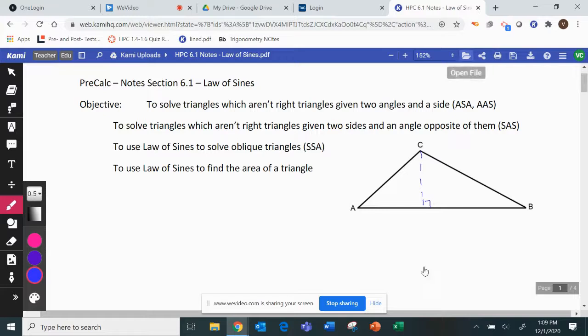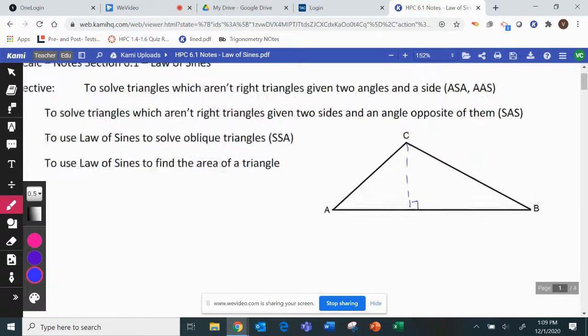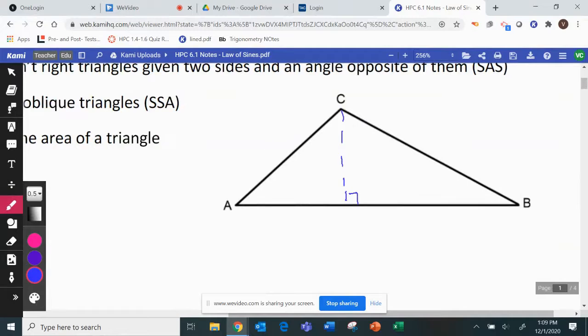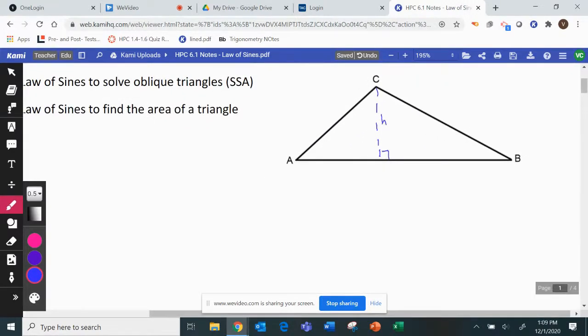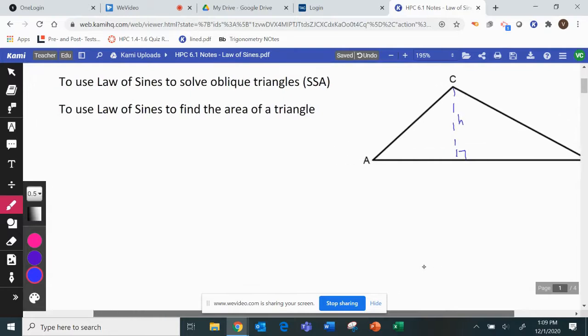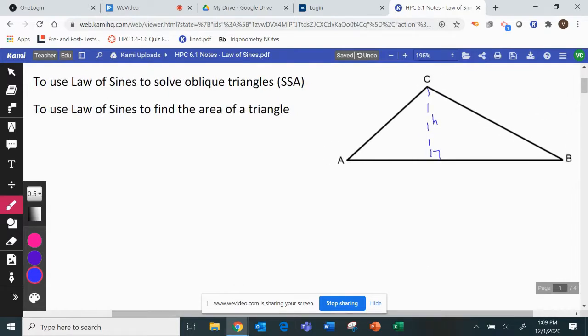Okay. All right, so this triangle ABC, I just drew, what did I draw? What's it called? The altitude or the height. And after I drew the altitude, I can use right triangle trigonometry to set up some ratios.